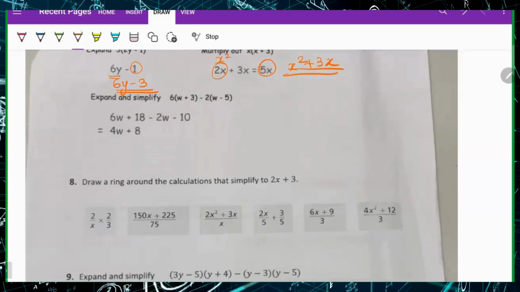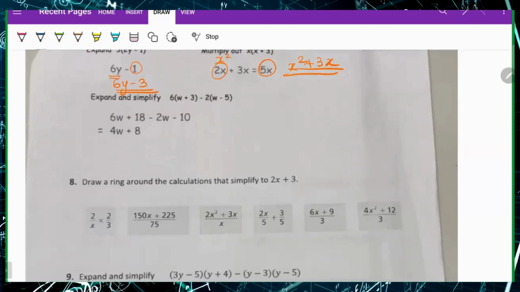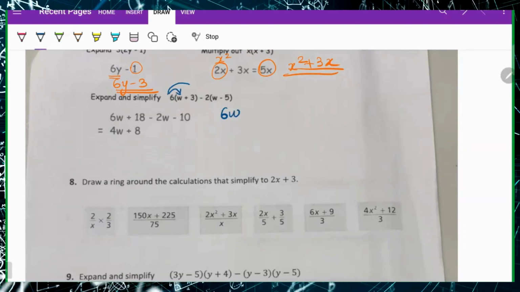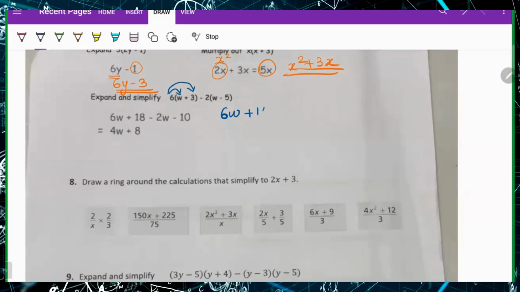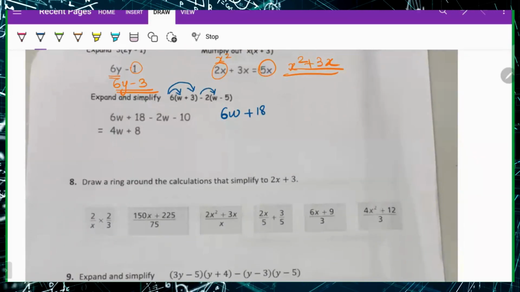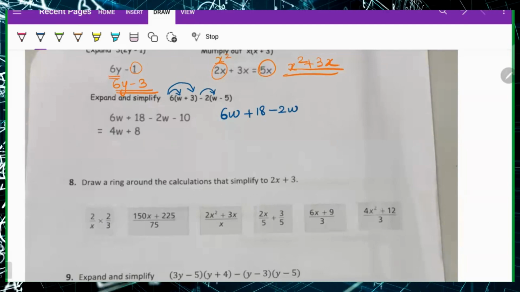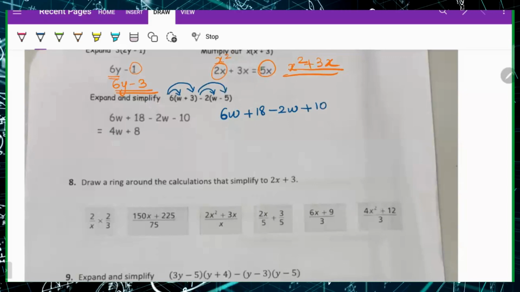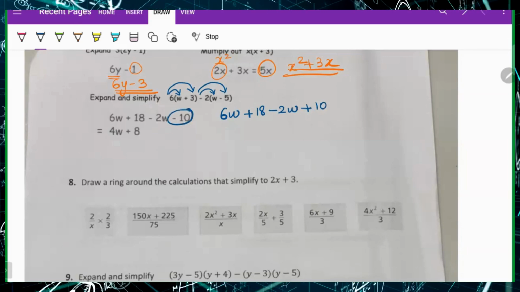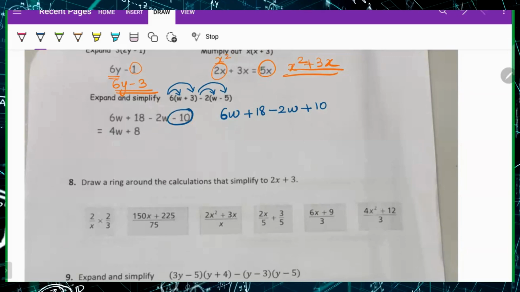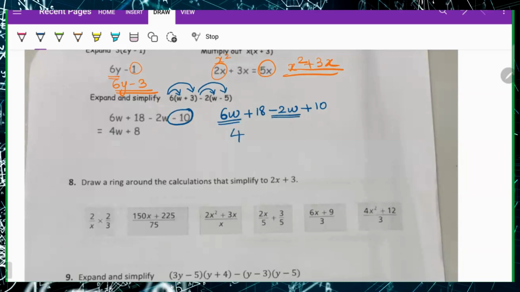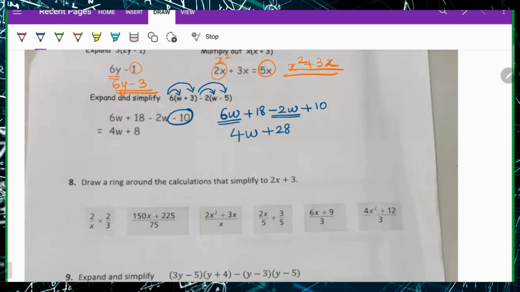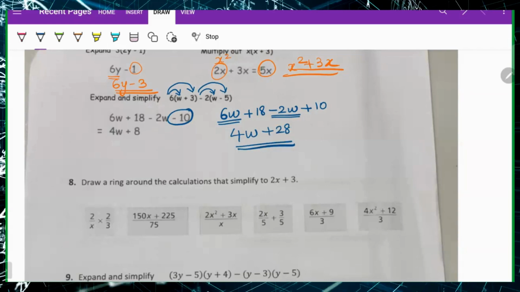Now, expand and simplify again. You have 6 into w, that is 6w. 6 into 3, that gives you 18. Minus 2 into w, minus 2w. And minus 2 into minus 5, that will give you plus 10. So on simplification, 6w minus 2w gives you 4w, plus 18 plus 10, that gives you plus 28. That is 4w plus 28 is the right answer.